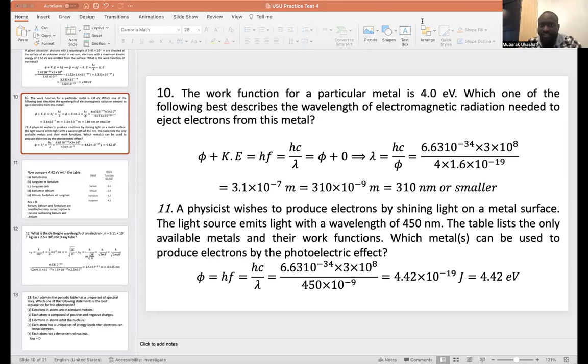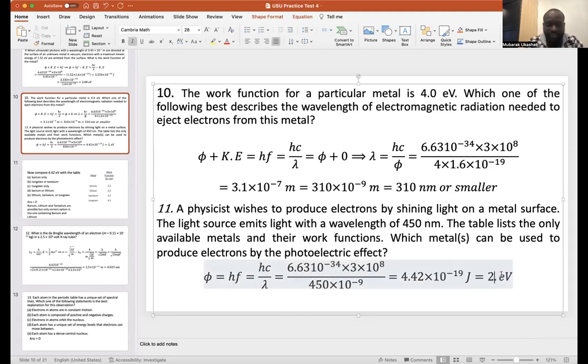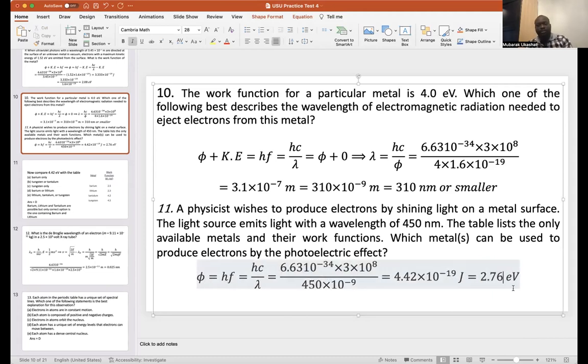So let me do that on a calculator here online. So I'm doing 4.42 divided by 1.6. That gives me 2.76. So the correct answer here becomes 2.76 electron volts. So that's the work function here. So 2.76 electron volts, if I divide this by 1.6 times 10 to the power minus 19, that's the work function.